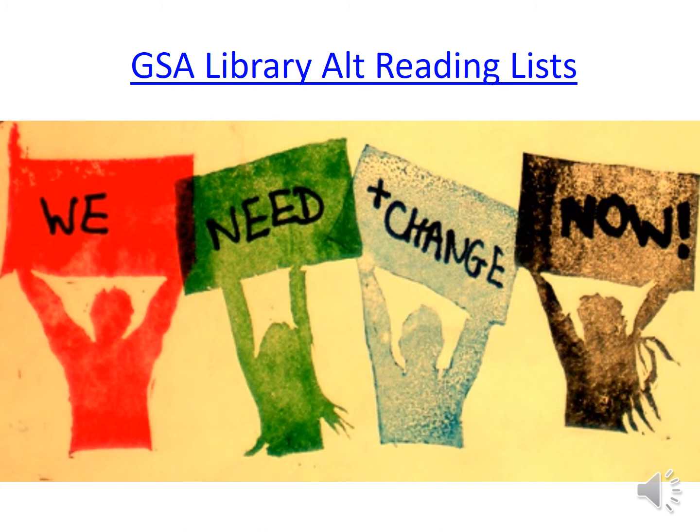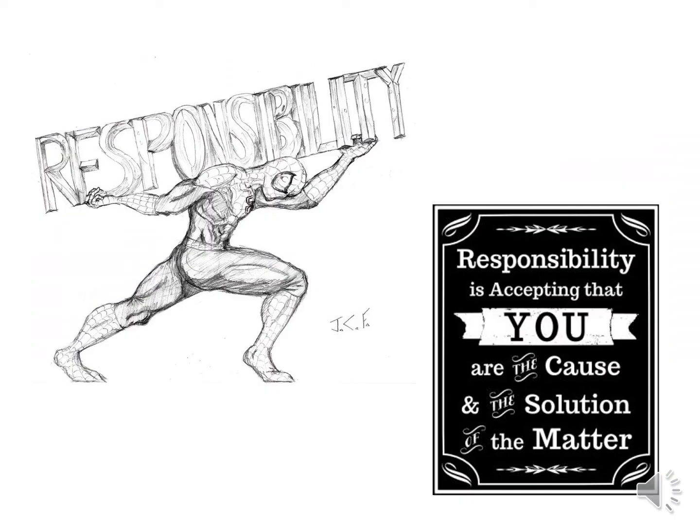The GSA Library has started looking at its reading lists, which are overwhelmingly white writers and white authors and male writers. And the alternative reading list you can add to, you can suggest books, and they will buy books that you want to see in the library. There's 60,000 books, many written by white men, and we're changing that to be more representative of the knowledge globally.